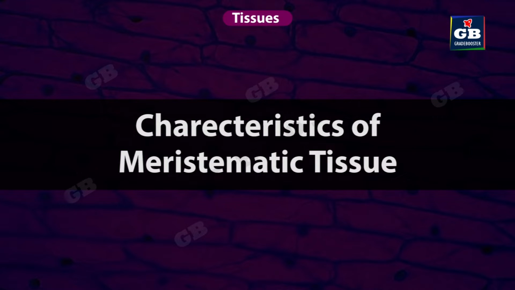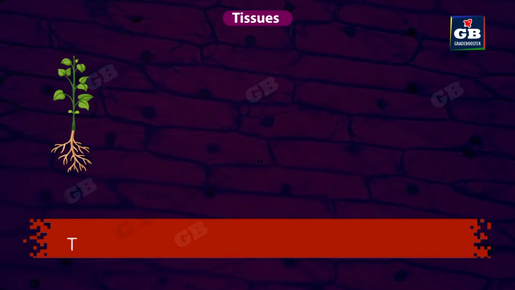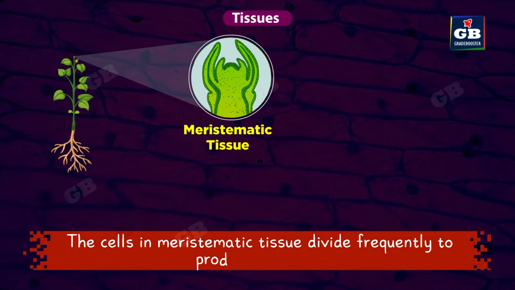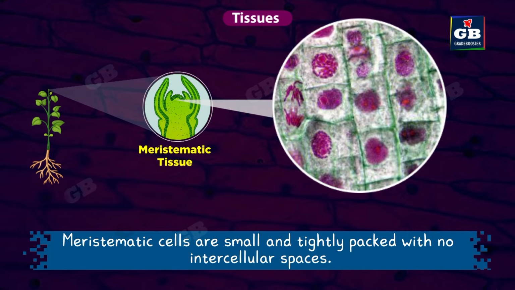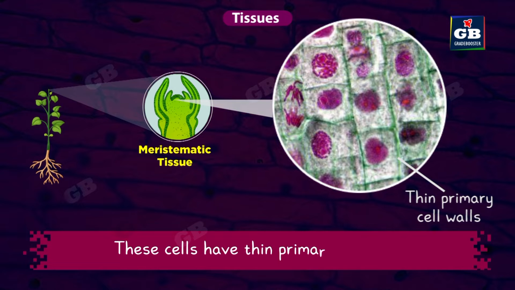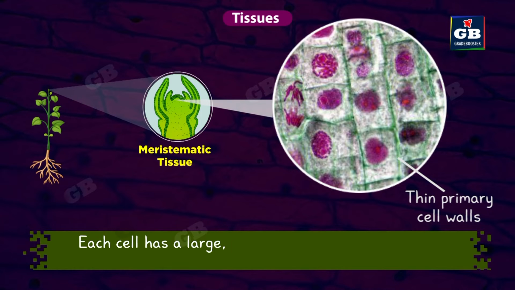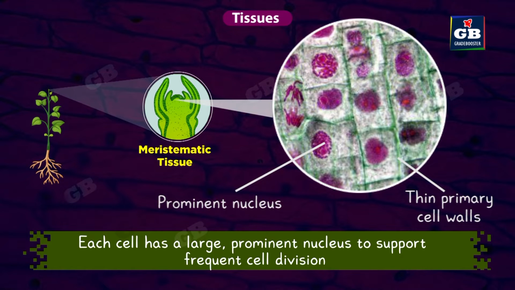Now, let us see the characteristics of meristematic tissue. The cells in meristematic tissue divide frequently to produce new cells. Meristematic cells are small and tightly packed with no intercellular spaces. These cells have thin primary cell walls. Do you know why? If you know the answer, write it in the comments. Meristematic cells have a large, prominent nucleus to support frequent cell division.